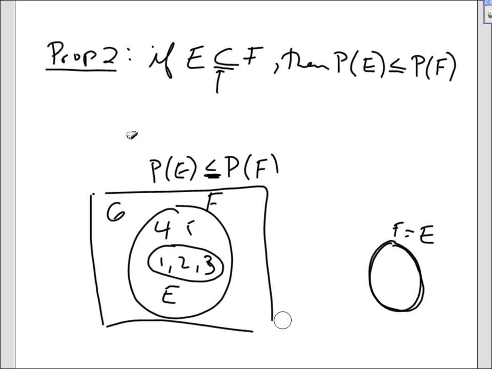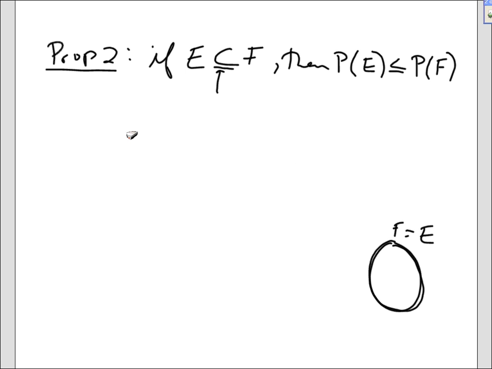Now, as an advanced student taking probability theory, having finished Calc 3 and all, you really should know how to prove this. If you don't want to know how to prove this, cool. Fast forward the video. But for completeness, I'm going to prove this.